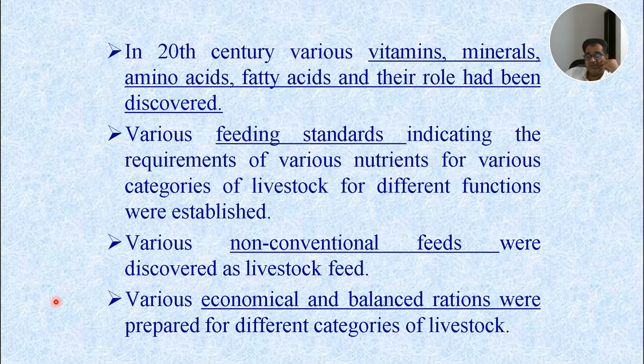and reproduction, were studied. Various non-conventional feeds means these feeds are the ones which are not regularly offered to the cattle. In certain seasons they are available. Then at that time only they need to be administered to the animal. Then they can digest it. So various economical and balanced rations were prepared for the different categories of livestock and also for the other animals which are domesticated by human beings.